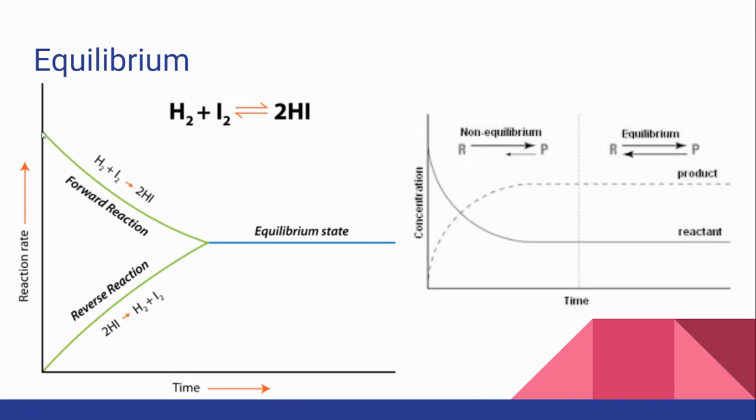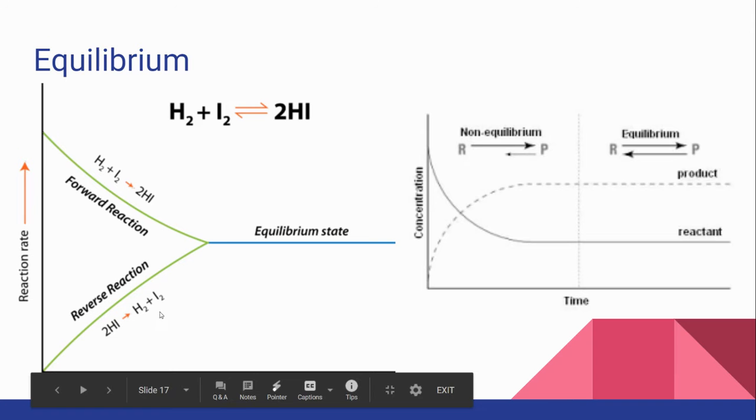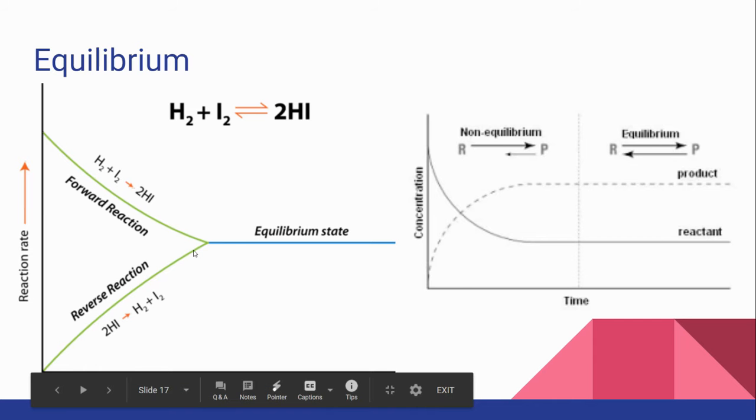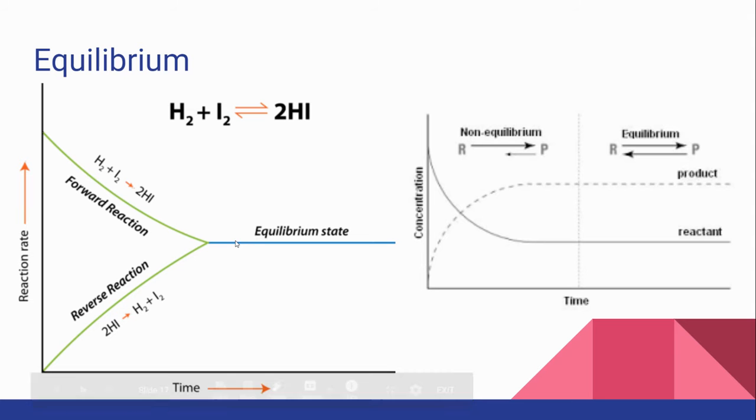Okay. And then as HI forms, the reaction of HI to H2 plus I2, the reaction rate increases. And for these two reactions, the forward reaction decreases and the reverse reaction increases until we get to a point where the forward and the reverse reaction are equal. They're moving at equal rates. Okay, and that is when we get to the equilibrium state.